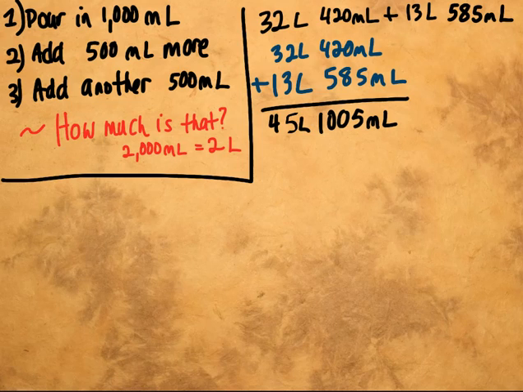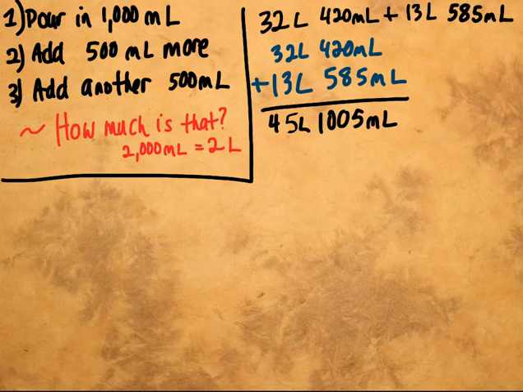So for example, if I have 32 liters, 420 milliliters, and I'm going to add that to 13 liters and 585 milliliters, I would set it up vertically like that, even if it's written from left to right. And then just go ahead and do your adding.